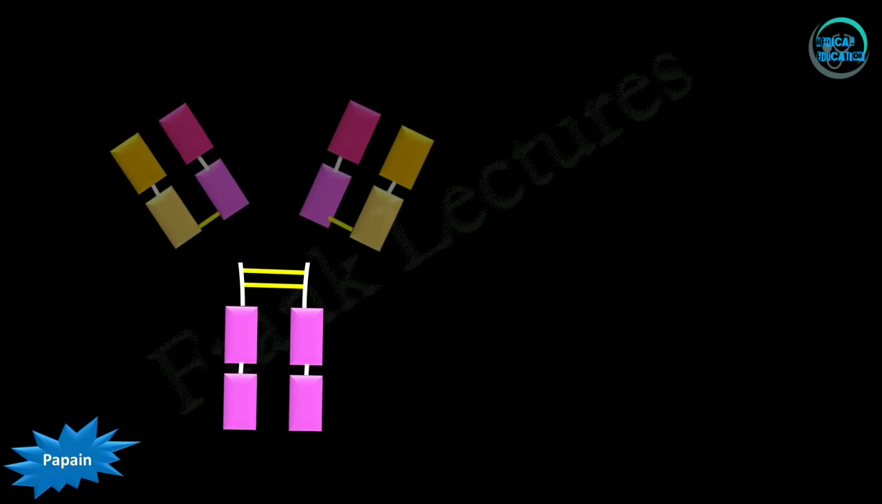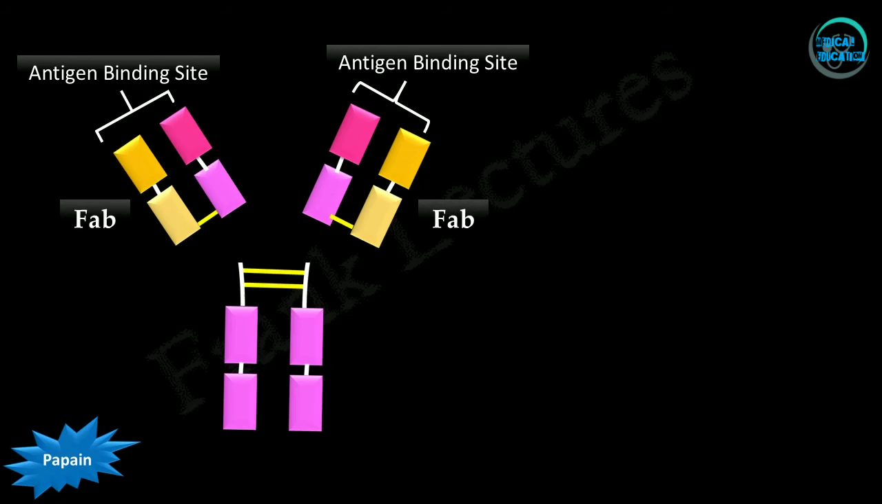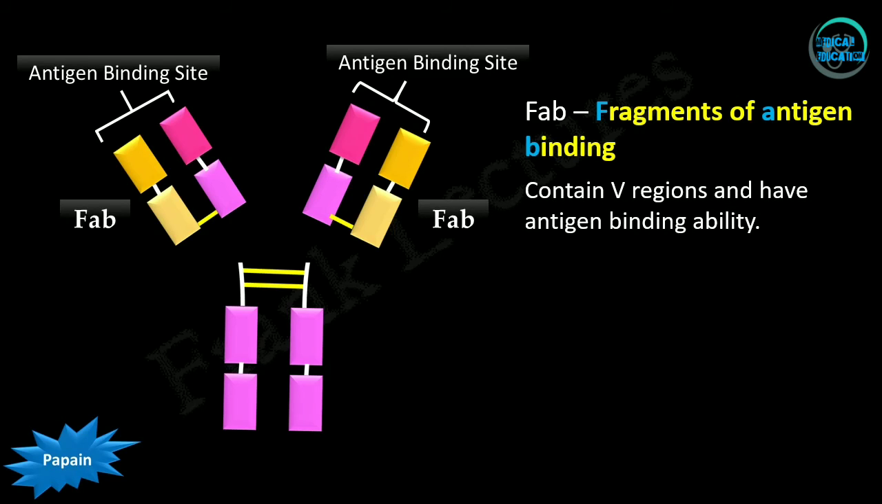Each of these consist of one light chain, and one heavy chain held together by interchain disulfide bond. Since these fragments have antigen binding activity, Porter called them fragment antigen binding, abbreviated as Fab. So, there are two Fab fragments. The Fab fragment contains the V regions and binds antigen.